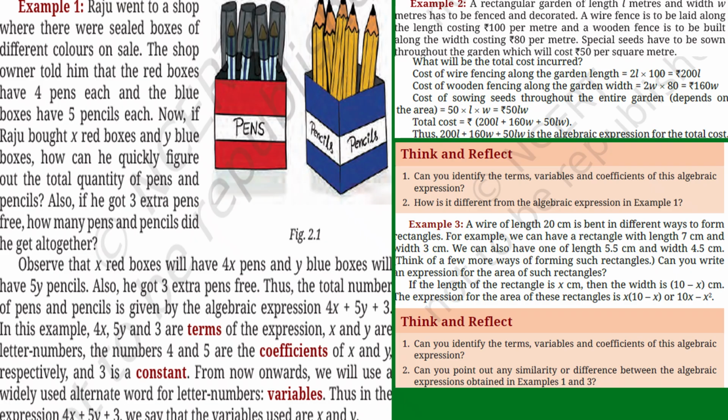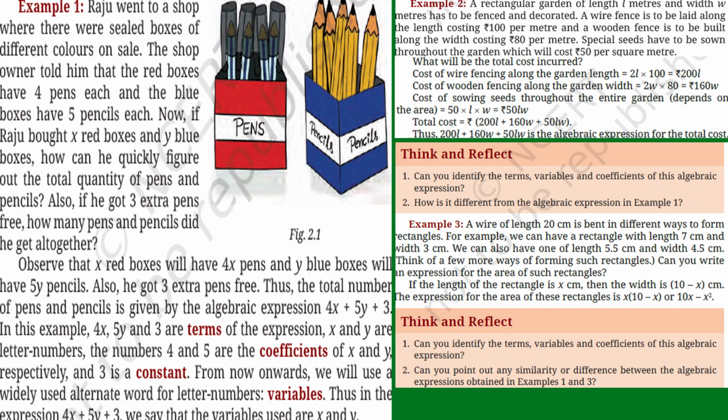Raju went to a shop where there are sealed boxes of different colors on sale. The shop owner told him that the red boxes have 4 pens each and the blue boxes have 5 pencils each. So what is the information given? We have some red boxes and some blue boxes. So the red boxes, how many pens are there? It has 4 pens in each of the red box and each blue box has 5 pencils.